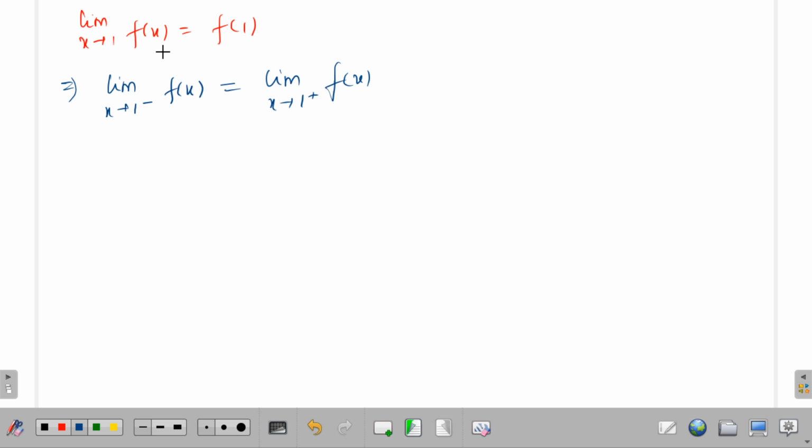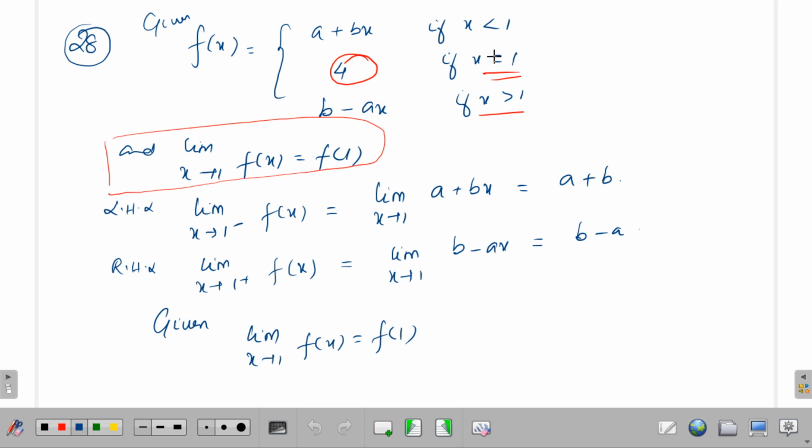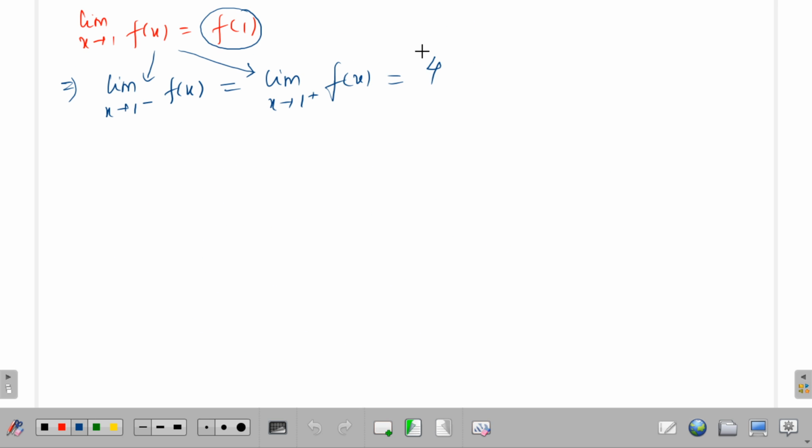That's the definition for limit. So I break this one into two parts: your left hand limit and your right hand limit. But for this one, f of 1 is nothing more than 4. If you can see, when x is equal to 1, the answer is 4. So I got till there.